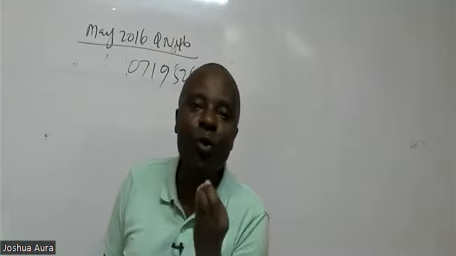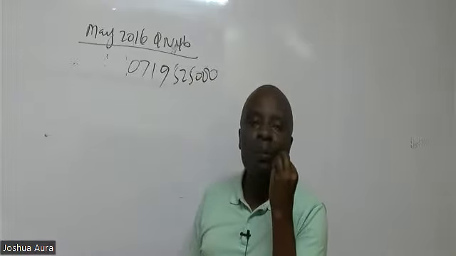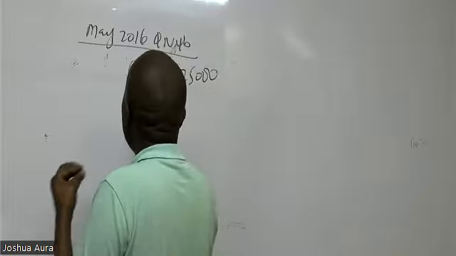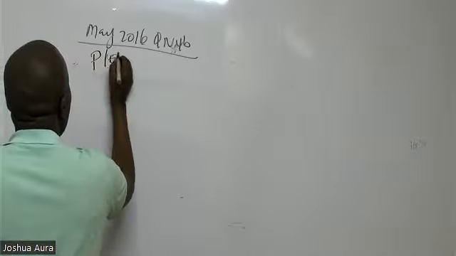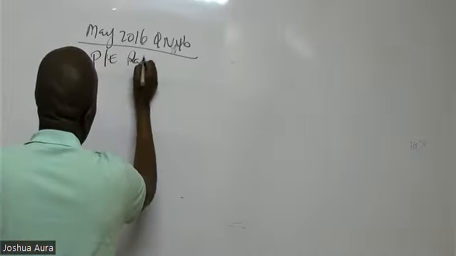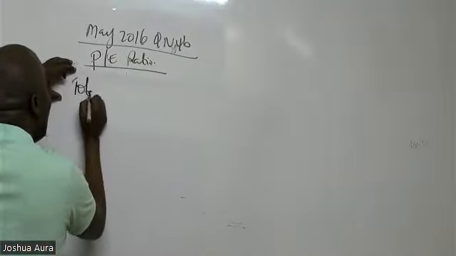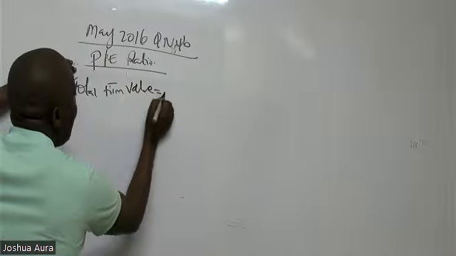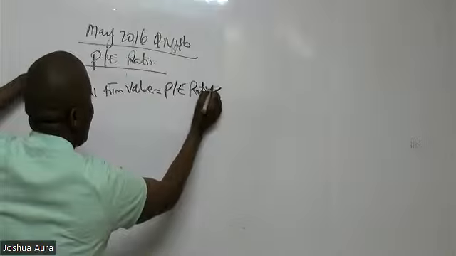I showed you how to value an organization using the PE ratio method. How do we value an organization using the PE ratio method? It's very easy. We say the total firm value equals the PE ratio given times something.